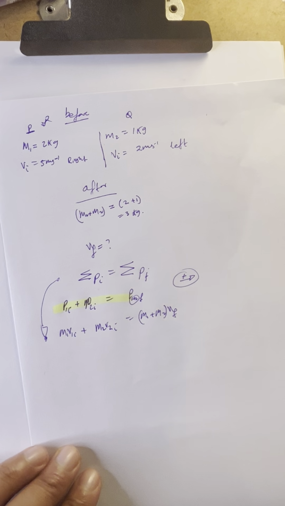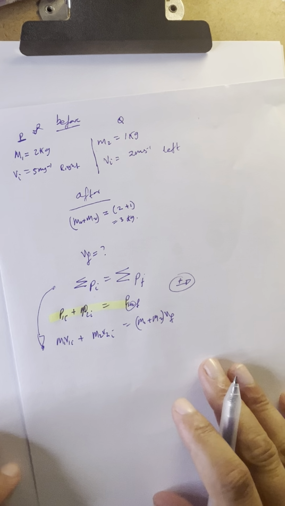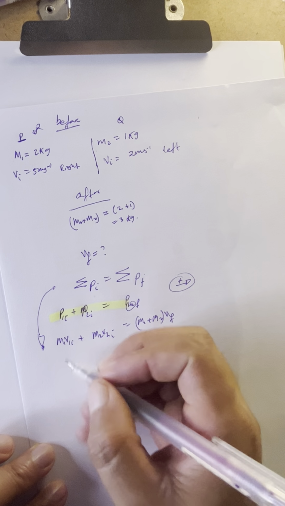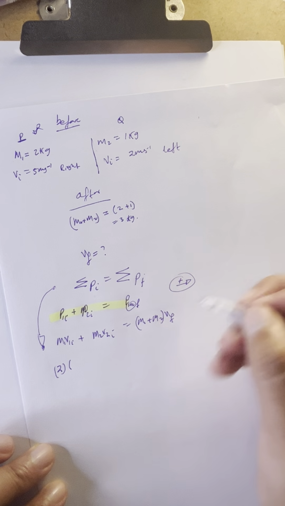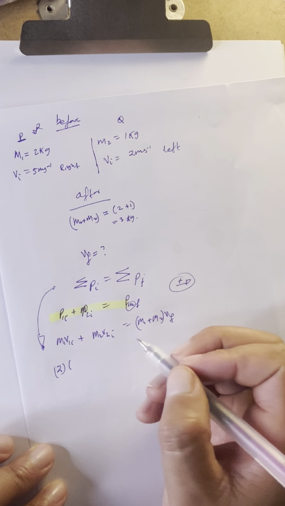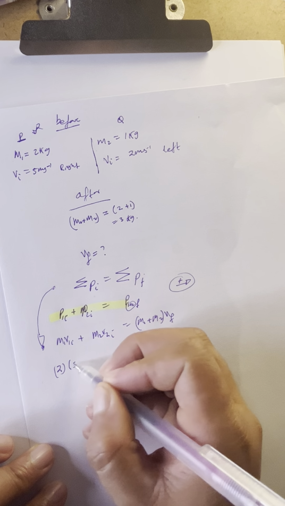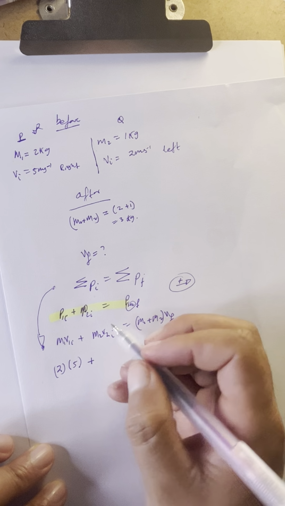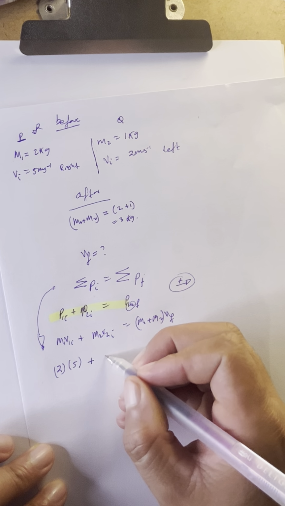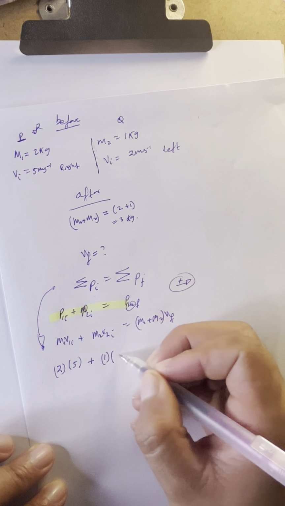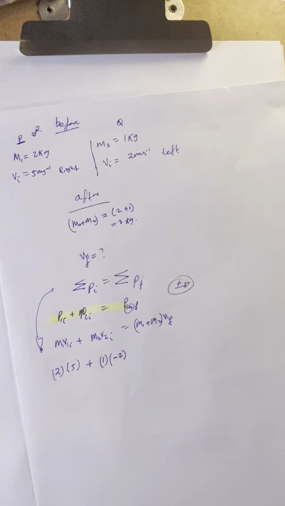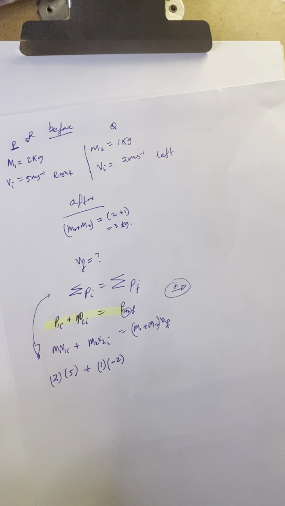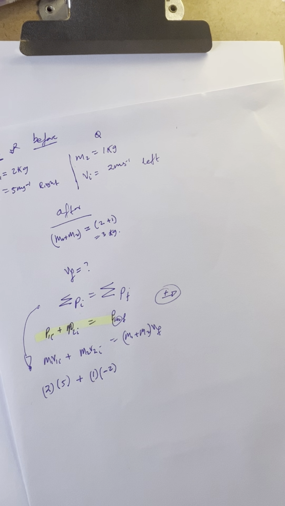So substituting, let's take 1 to be P and 2 to be Q. So 2 kilograms and the initial velocity, taking right as positive, is positive 5, plus the 1 kilogram block is 1 kilogram. The initial velocity is negative 2 because it's now to the left. It is moving at a speed of minus 2 meters per second.